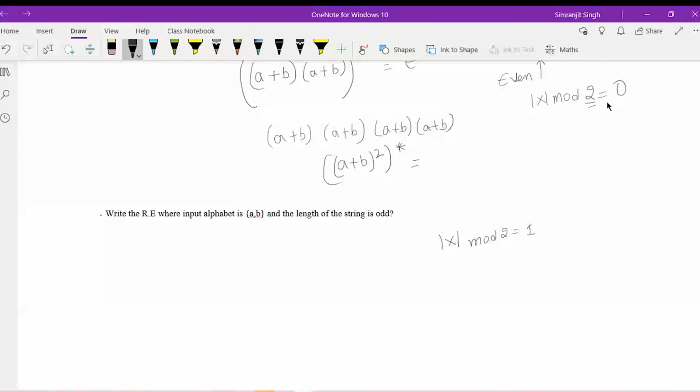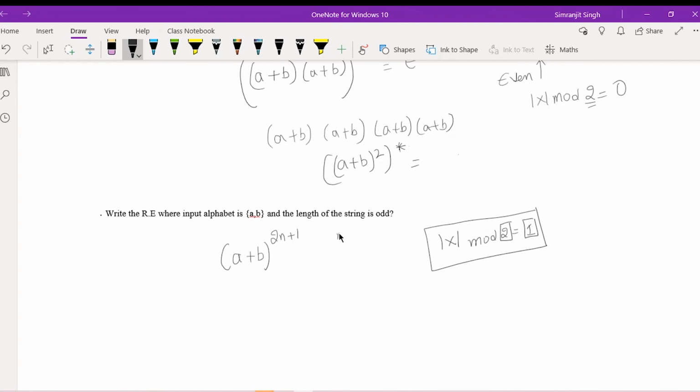If you don't remember anything, just keep in mind this notation. It is just saying that x mod 2 equal to 1. So how would you describe an odd length string? If I write odd length string as (a+b) raised to the power 2n plus 1, you can write it like this. It is visible from the 2n plus 1, because you get a remainder here.